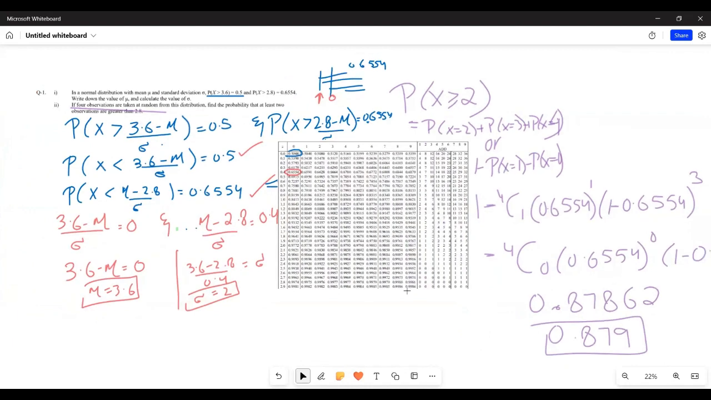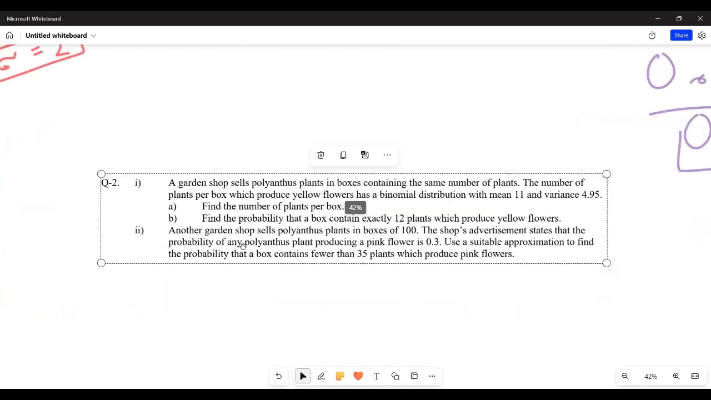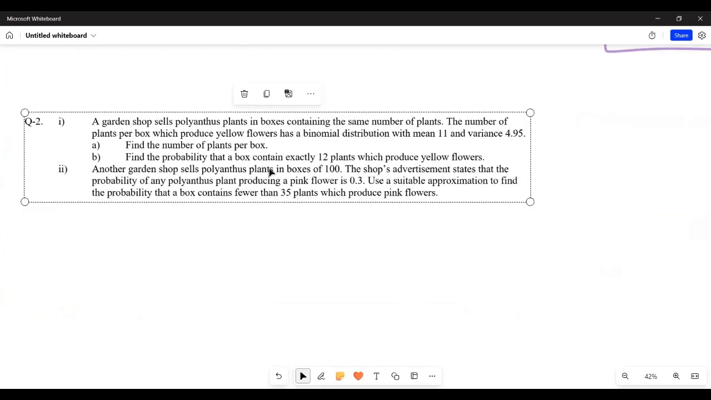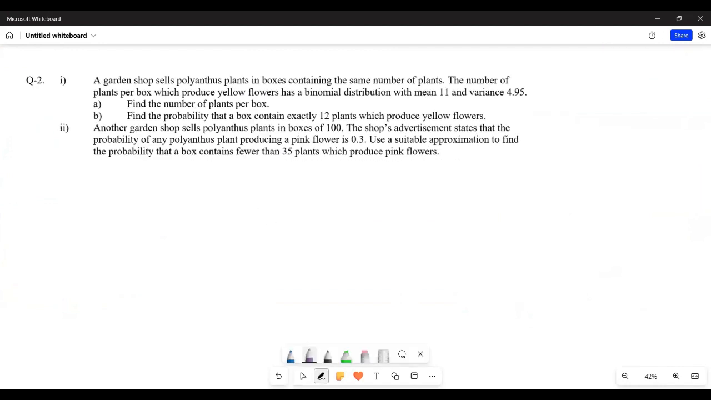Okay, next question. A garden shop sells polyanthus plants in boxes containing the same number of plants. The number of plants per box which produce yellow flowers has a binomial distribution with mean 11 and variance 4.95.